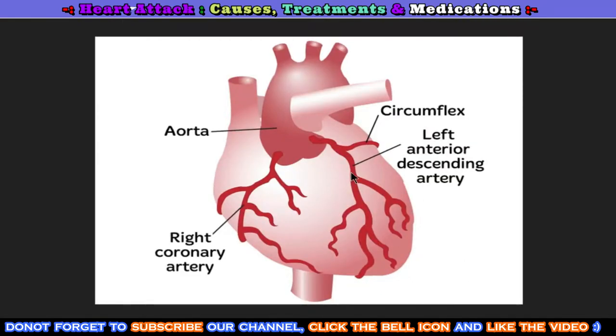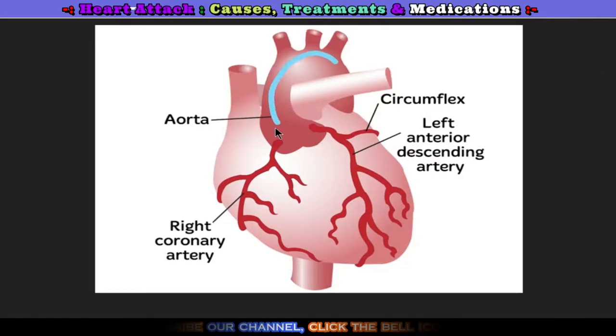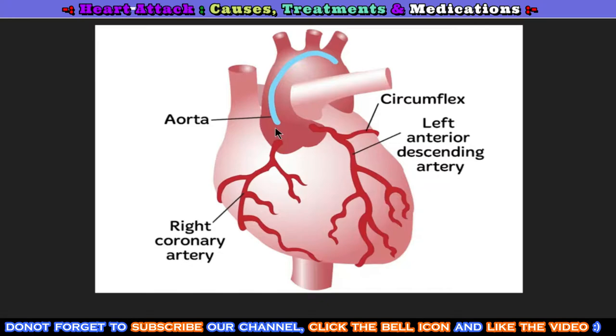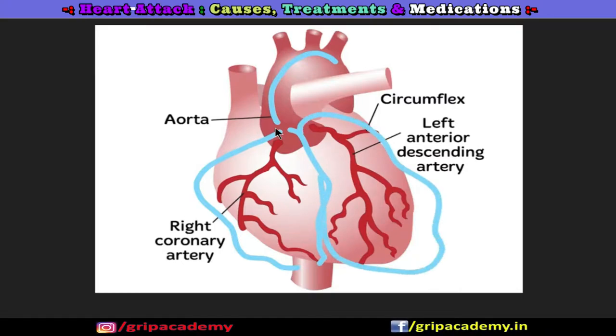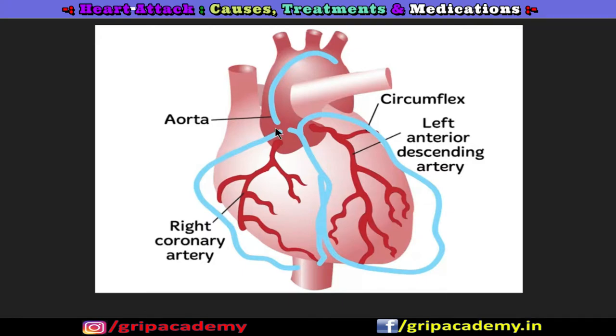Connected to this aorta, in this diagram you can clearly see, this is the aorta, the largest artery. To this aorta you have arteries. These are also arteries which are connected to this biggest aorta, which are called coronary arteries. These are the coronary arteries which will carry the oxygen-rich blood along with the nutrients to our heart muscles.